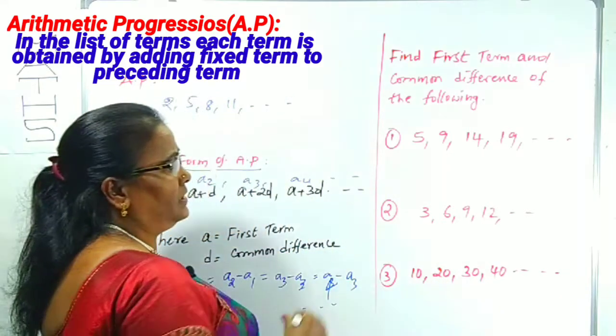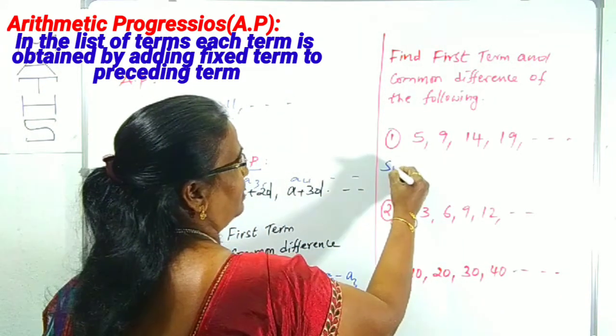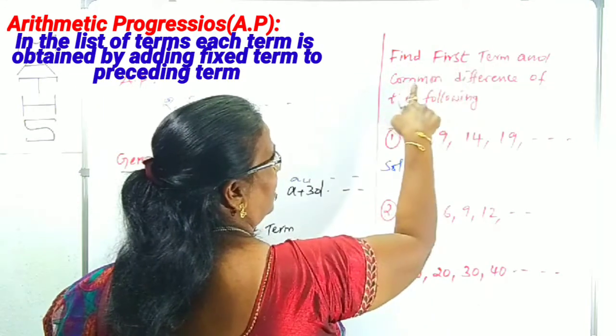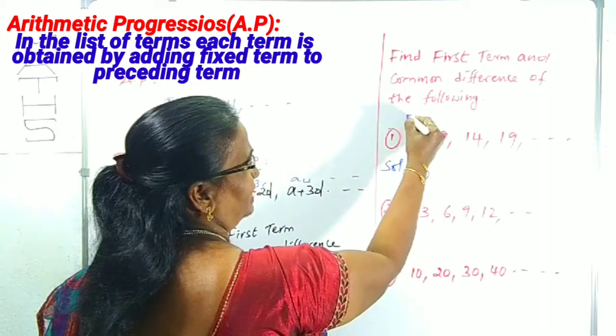Now, look at the question number 1. What is it asking? Find the first term and the common difference of the following. Means we have to find what?